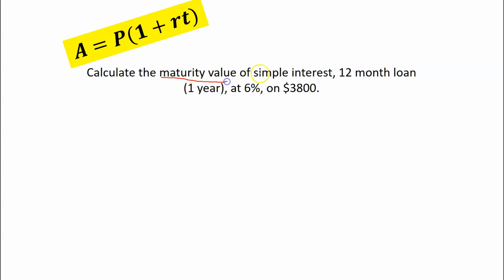Calculate the maturity value of simple interest. We've got a 12-month loan. Well, that makes it easy. It's just 1 year. So that'll be a 6% with a principal of $3,800. Okay, this is pretty easy to do then. We take my fractional time, which in this case is just 1, times the rate. I would do this, guys. Start here, multiply these guys, add it to 1, and when you're done, hit enter, times 3,800.